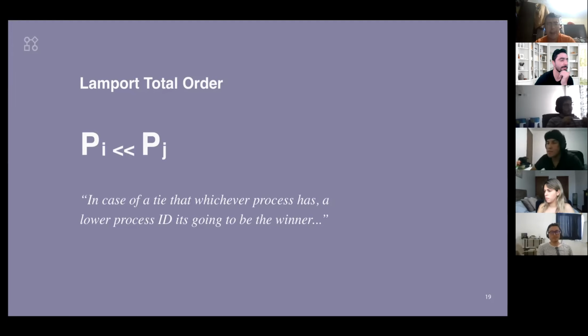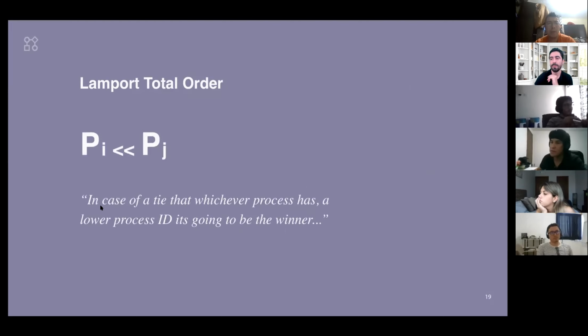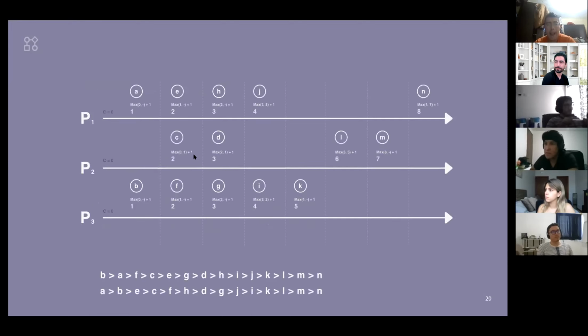I think it's the question of the two examples. Do you remember, Sergey? Yeah, there is a formula, right? For breaking a tie, I think, but we don't have it here. Yeah, here, in case of a tie, whichever process has a lower process ID is going to be the winner. A lower process ID? What do you mean by a lower process ID?